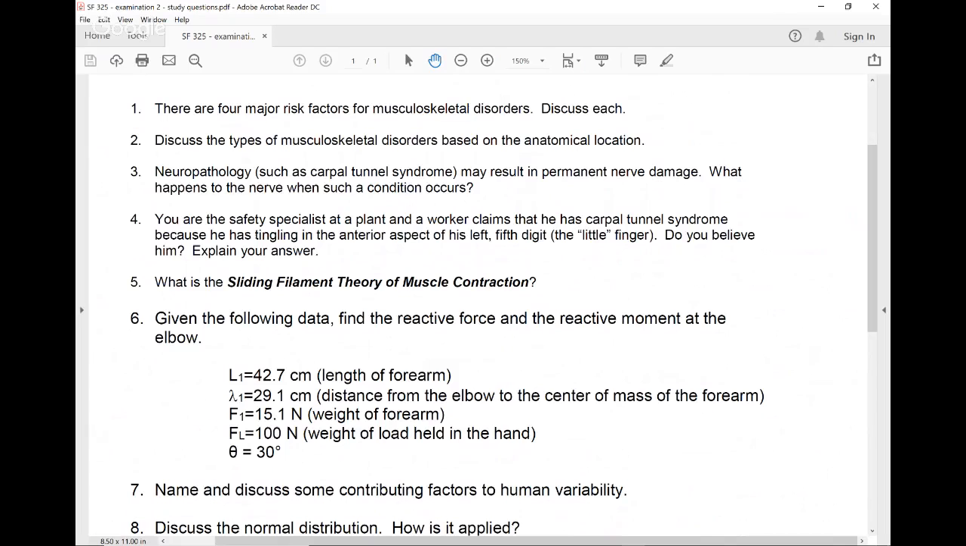So what are the 4 major risk factors? These are broad categories. Good. Let me use my own here. Genetic. So someone else, talk to me about genetic. Just 1 or 2 sentences. How is that a risk factor for a musculoskeletal disorder?